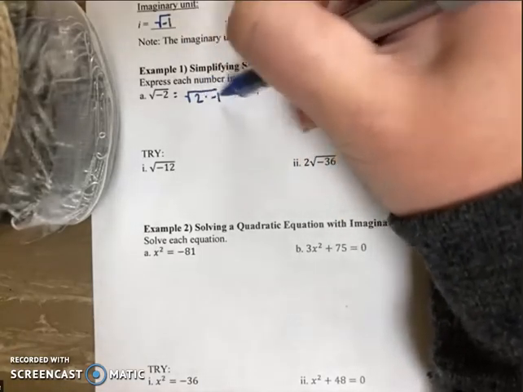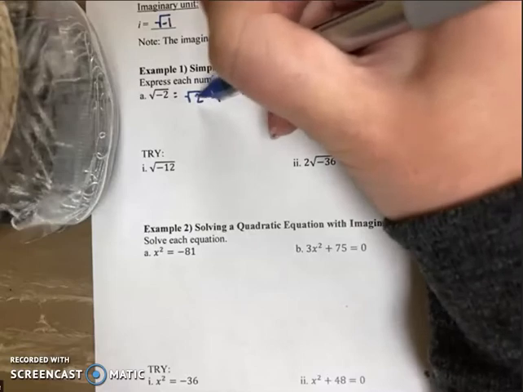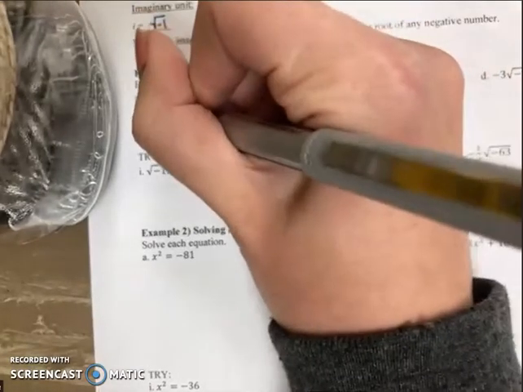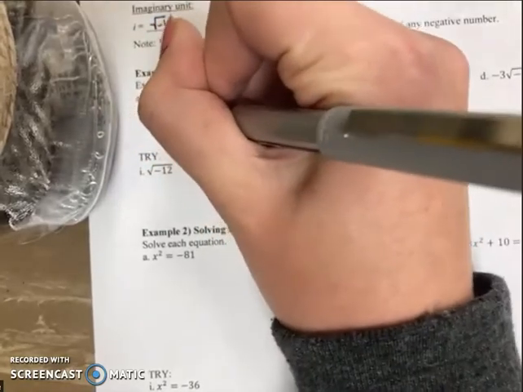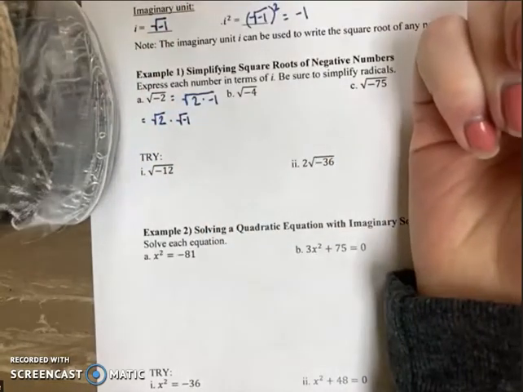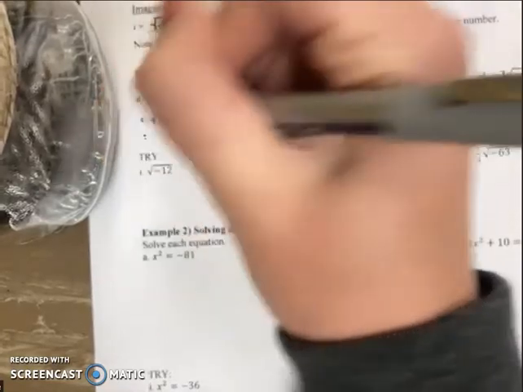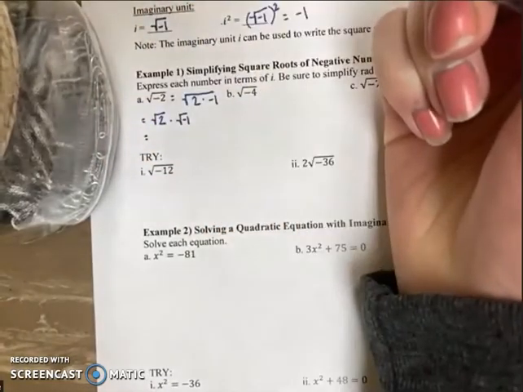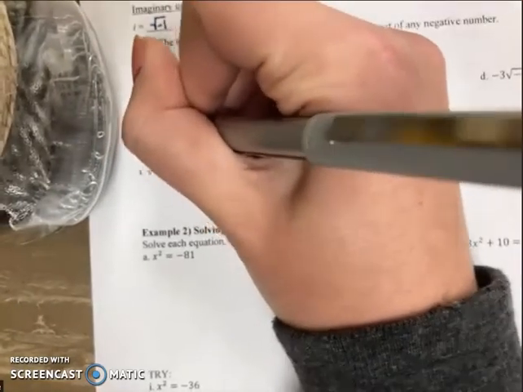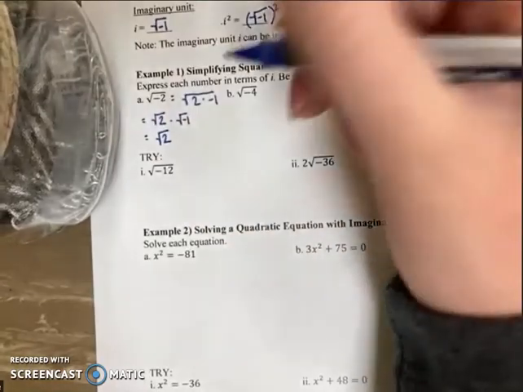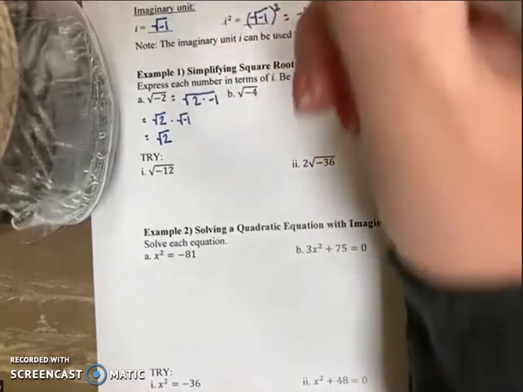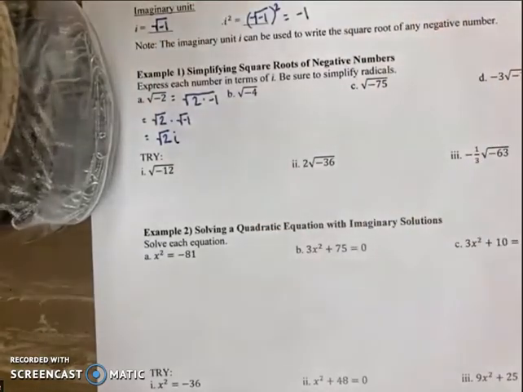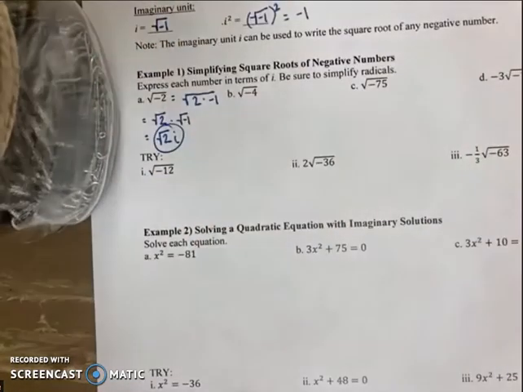And the reason why I did that is because using product property, I can rewrite that as the square root of 2 times the square root of -1. The square root of 2 is already simplified, so I'm just going to rewrite it as the square root of 2. And the square root of -1, I know, is equivalent to i, giving me my final answer as square root of 2 i.